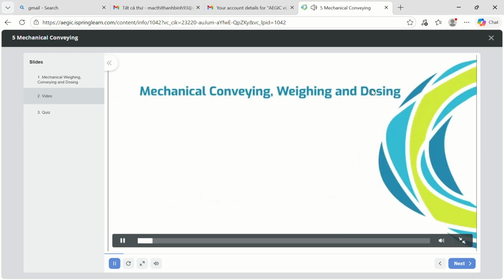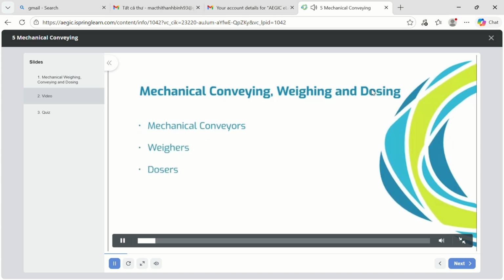In this chapter, you will learn about mechanical conveyors, weighers, and dosers.